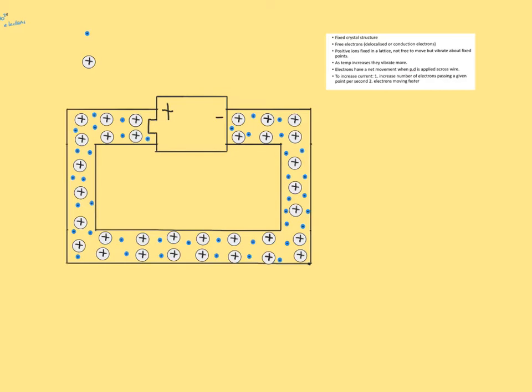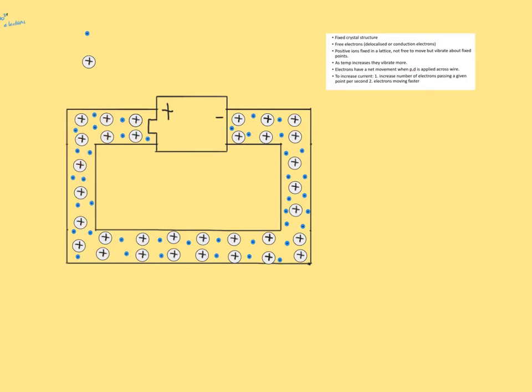Will be explained now. So in a metal wire, if we assume that this bit is all a metal wire with a battery here, then we can see the internal structure of the wire. What we have is our positively charged nucleuses that are fixed in a position. So it's a fixed metallic structure. And they don't move, so the positive ions are fixed there. They have no movement at all.